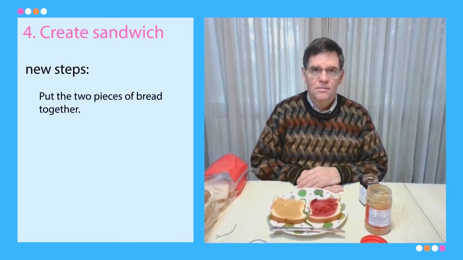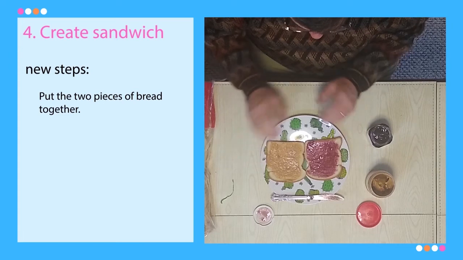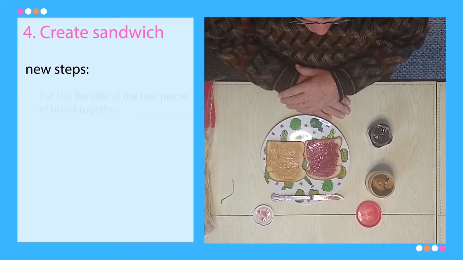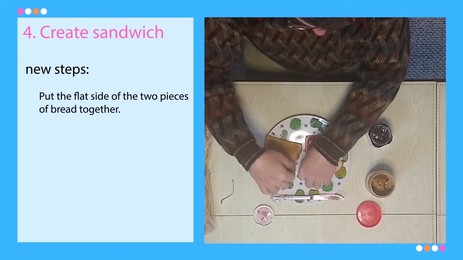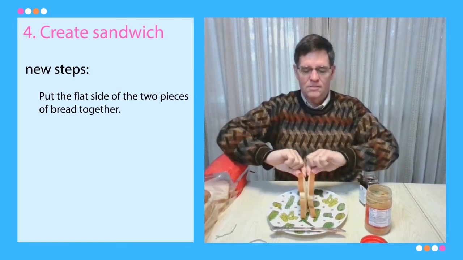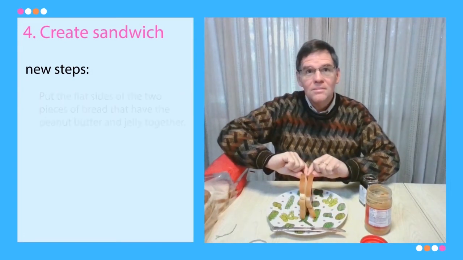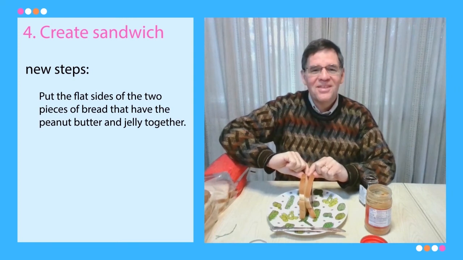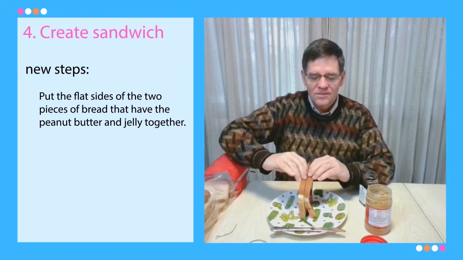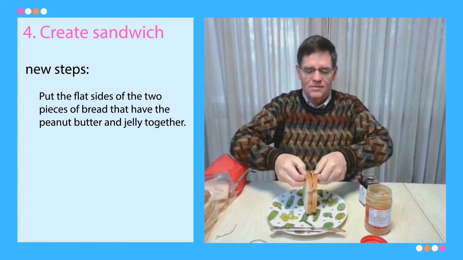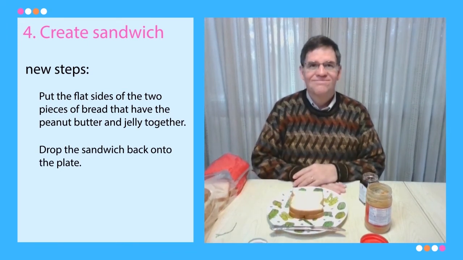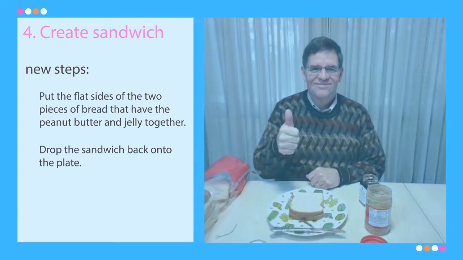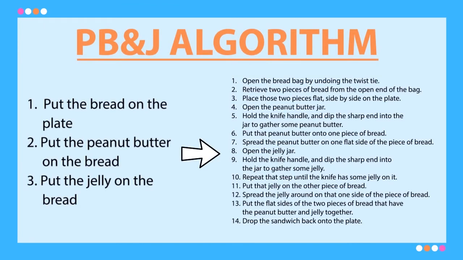Great! Now we just need to make this into a sandwich. Hey computer, put the 2 pieces of bread together. Oh, not like that. Put the flat sides of the 2 pieces of bread together. Ugh, oh no, that's wrong too. Put the flat sides of the 2 pieces of bread that have the peanut butter and jelly together. Perfect. Now drop the sandwich back onto the plate. And there we go, we have a finished peanut butter and jelly sandwich.